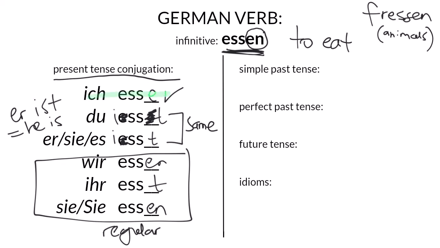Ich esse, I eat, du isst, you eat, er/sie/es isst, he, she, it eats, wir essen, we eat, ihr esst, you plural eat, sie essen, they eat, or you formal eat.